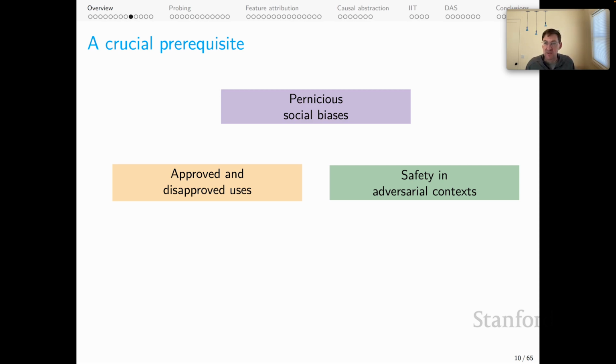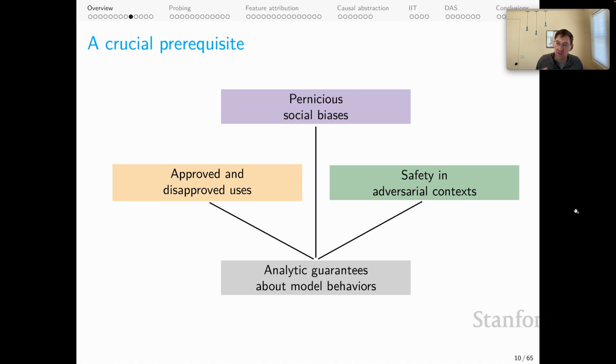It could possibly tell us that a model does have a pernicious social bias or is unsafe in a certain context or has a certain area where it should be disapproved for use. But the positive guarantees, free from social bias, safe in a context, or approved for a given use, those will not be achieved until we get beyond behavioral testing. For those, we need to understand at a deep level what our models are structured by and what mechanisms guide their behavior. We need analytic guarantees about how they will behave, and that means going beyond behavioral testing to really understand the causal mechanisms.